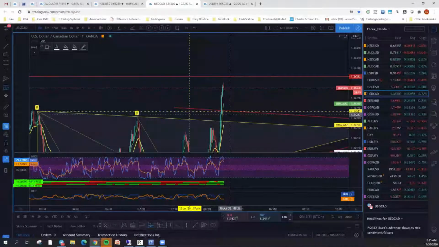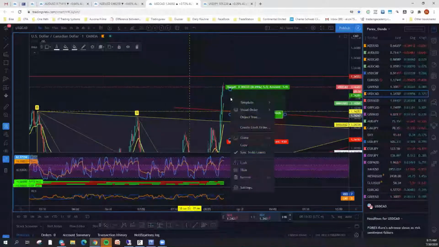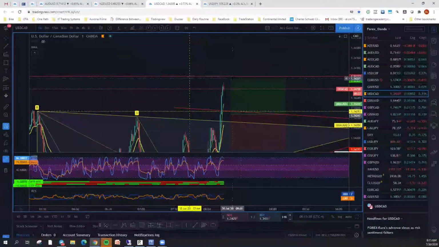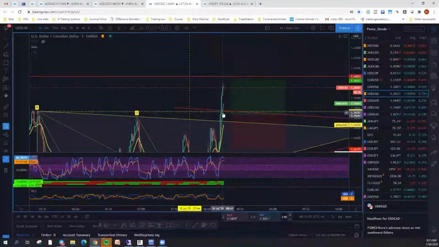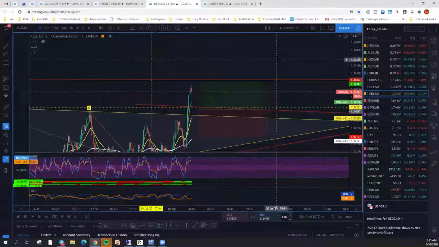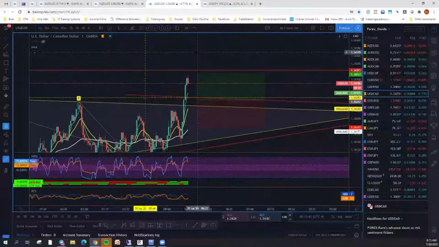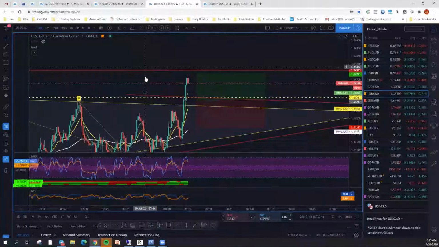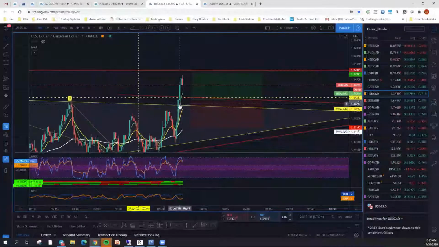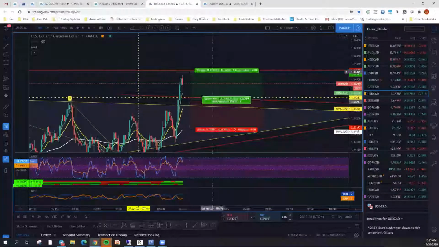So you wouldn't have been able to get in, this is about as early as you could have gotten in, about there. Here's the 7 pip target, right? If you got in right at the first candle coming in, you're just about ready to take your 7 pip target. This one broke about 12 minutes after, about almost 30 minutes after the alert.